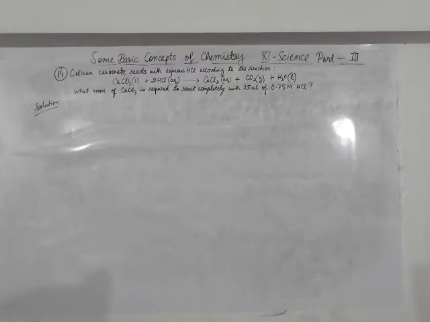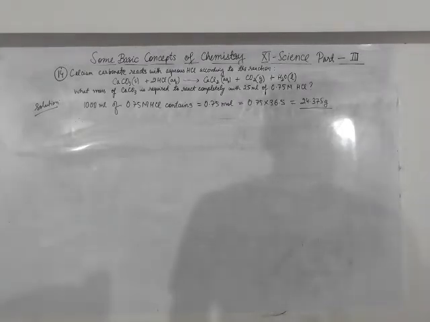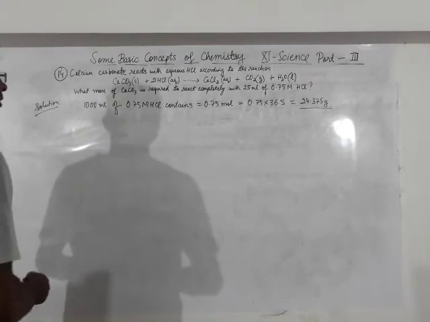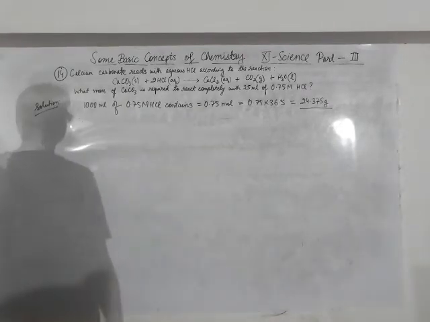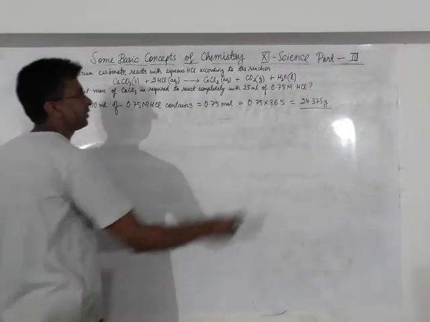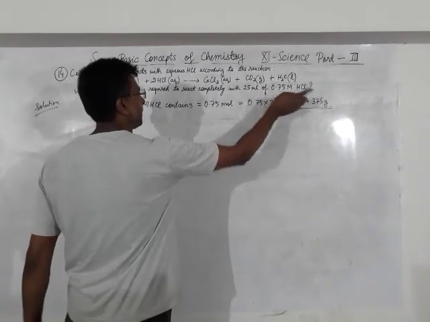25 ml of 0.75 M HCl. We have to get the mass of calcium carbonate which is required to react completely with 25 ml of 0.75 M HCl. Please copy this question. Now the working part of it. Now the first step is over here: the strength of HCl is given, 0.75 M HCl, 25 ml.